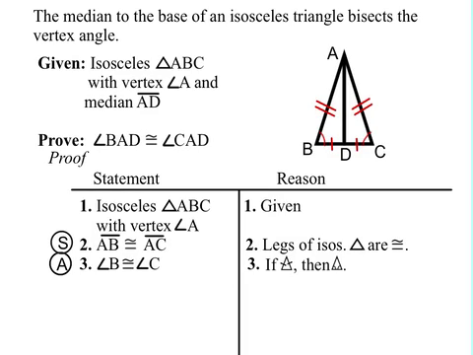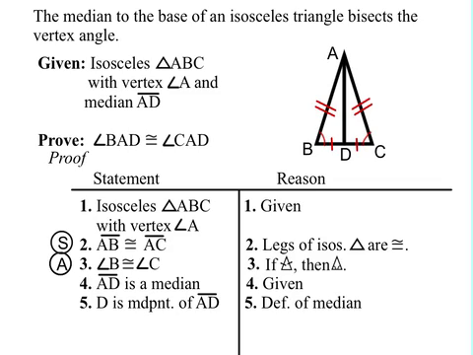And then in step 3, we have that angle B is congruent to angle C because if sides, then angles. And we write an A by step 3 because that's a pair of congruent corresponding angles. Now in step 4, AD is a median. That's given. We don't write anything by that yet, but we're going to use that so we can get one more pair of congruent sides. And then we write that D is the midpoint of BC by definition of the median. Then we can say that BD is congruent to CD because that's the definition of a midpoint.